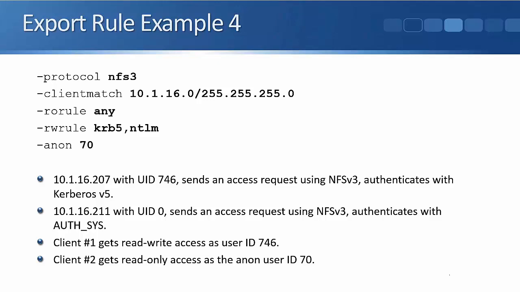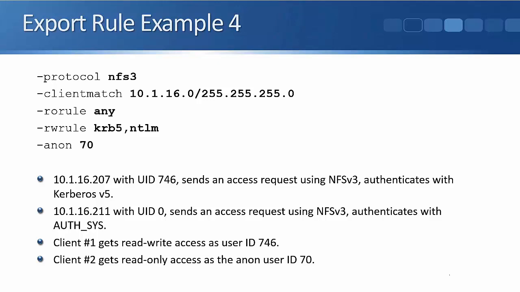Client 1 passes the read-only rule and retains its user ID of 746. Client 2 will also pass the read-only rule, but because it came in as user ID 0 and we haven't specified the superuser option, it's going to get squashed down to the anonymous user. So it will get read-only access, but as the anonymous user UID 70.